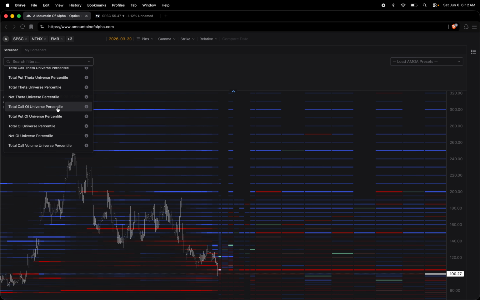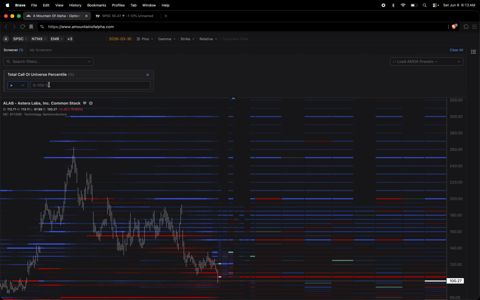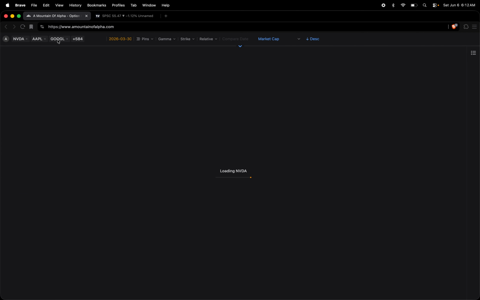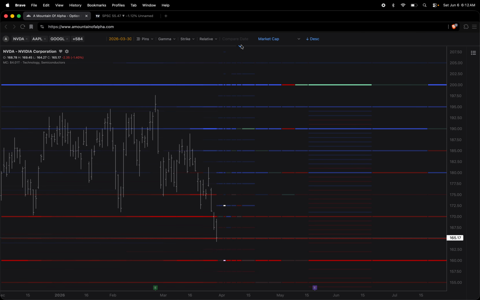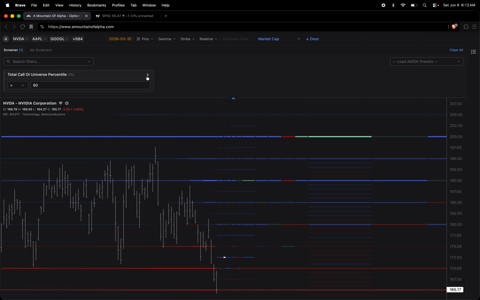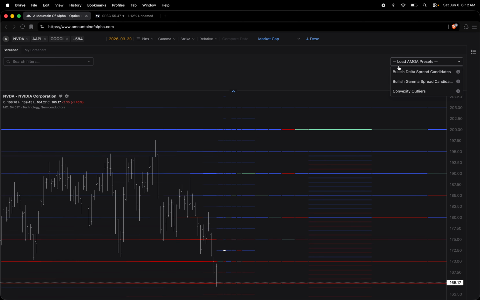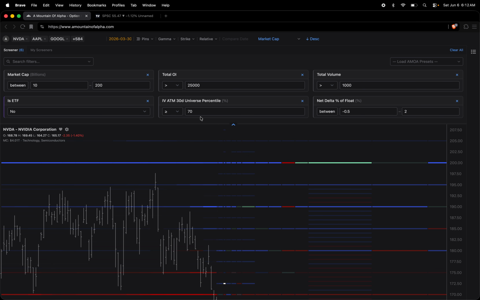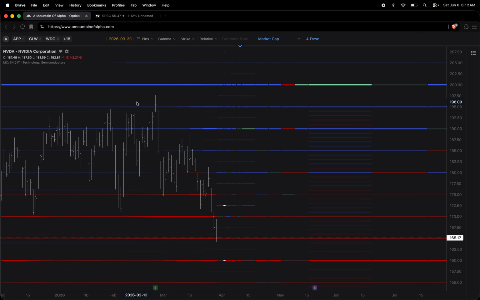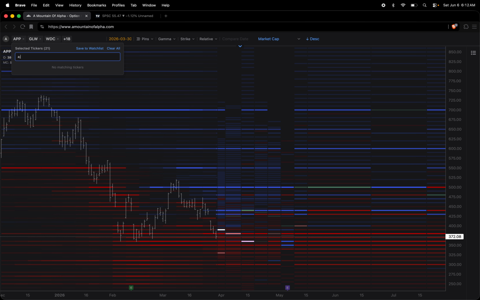There's a lot of universal-based metrics, so these are percentiles. So on this day, total call open interest universe percentile. So I can say like, oh, what's in the top 10% on this day, right? And these are the top 10% total call open interest, right? But what I wanted to do is I wanted to run this convexity outlier and see if ALAB, I think the market cap would be there, if ALAB would show up at all. No, it doesn't. But I wonder if these other ones turned out really well.